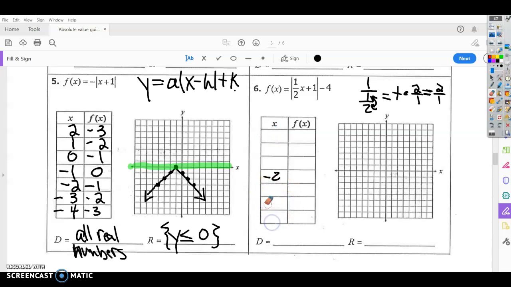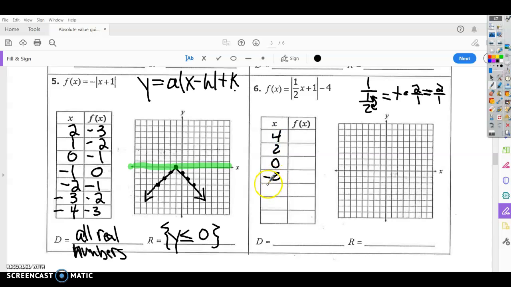So I was going by ones. That's typically what we do. It kind of helps graph things here. But when you have a 1/2, it's easier to half numbers that are even. So if you half 2, that's 1. Half of 4 is 2. It makes nicer numbers to work with. So I'm going to go -2, 0, 2, 4.